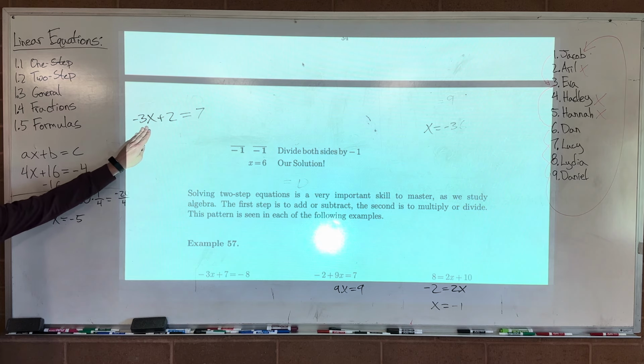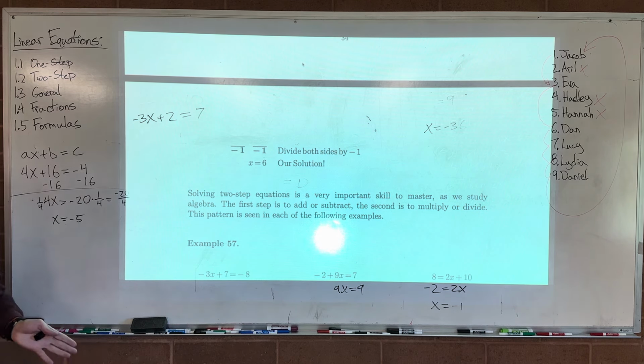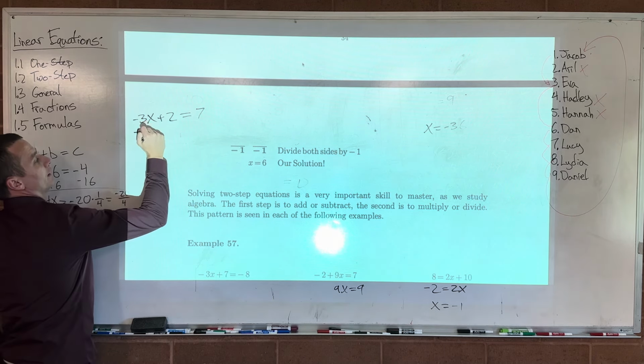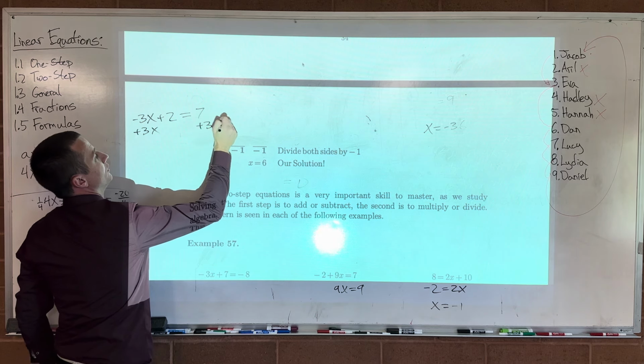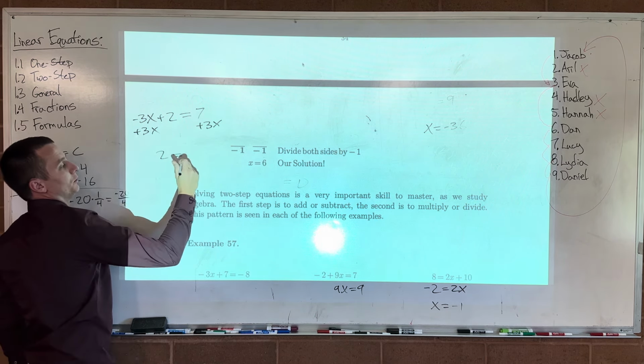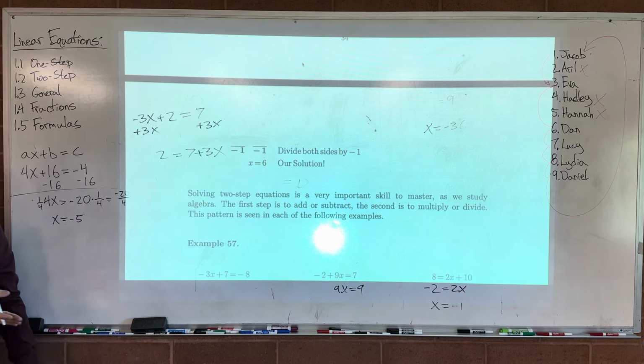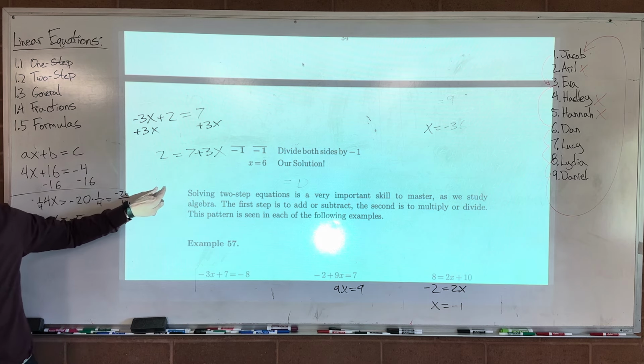Sometimes people hate dealing with the negative 3x. They want to deal with the positive 3x instead. So what a lot of people decide to do as a first step is add 3x to both sides. Negative 3x and 3x cancel out, leaving me with just 2 is equal to 7 plus 3x. And then you do it the way you would have always done. Now subtract 7 from both sides and divide by 3.